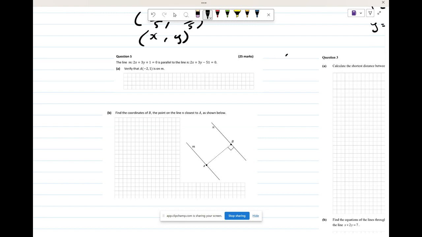And we're going to see if it satisfies the equation. So we're going to see if this side is equal to this side. And so we're going to see if 0 is equal to 0. So let's do that. Everywhere we see x, we're going to sub in minus 2.